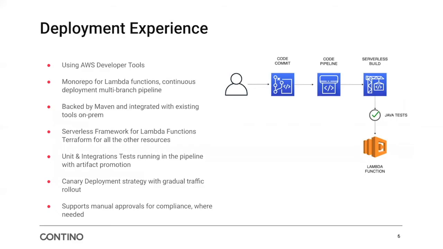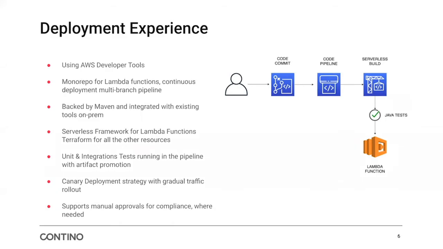And I'm just going to run through the deployment experience. So we decided to use AWS native development tools. We have a mono repo for our Lambda function with a continuous deployment multi-branch pipeline. We used the Serverless Framework for all of our Lambda functions and anything that the Lambda function needed, and used Terraform for our other resources. So we wanted the flow to be as seamless as possible.